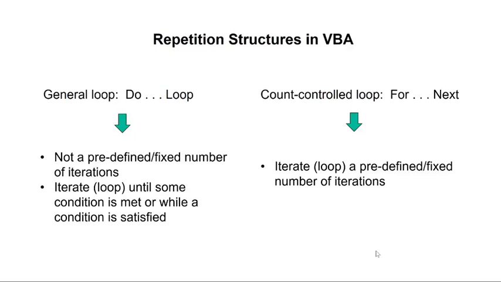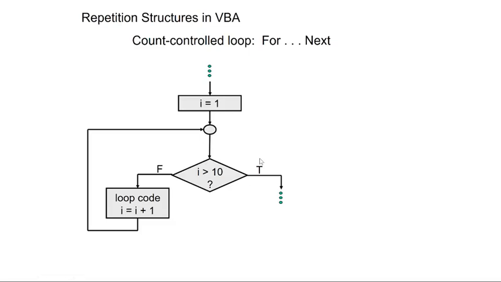We're going to delve deeper into the second type of repetition structure commonly found in programs, and that is the count controlled loop, and in VBA that's For Next. The flowchart for a count controlled For Next loop is shown here, and you notice that we have this counting index I equals 1. So we come into this with the start value, in this case I equals 1, and while I is not greater than a limit value, for example 10, then we do the loop code and we increase I by 1.